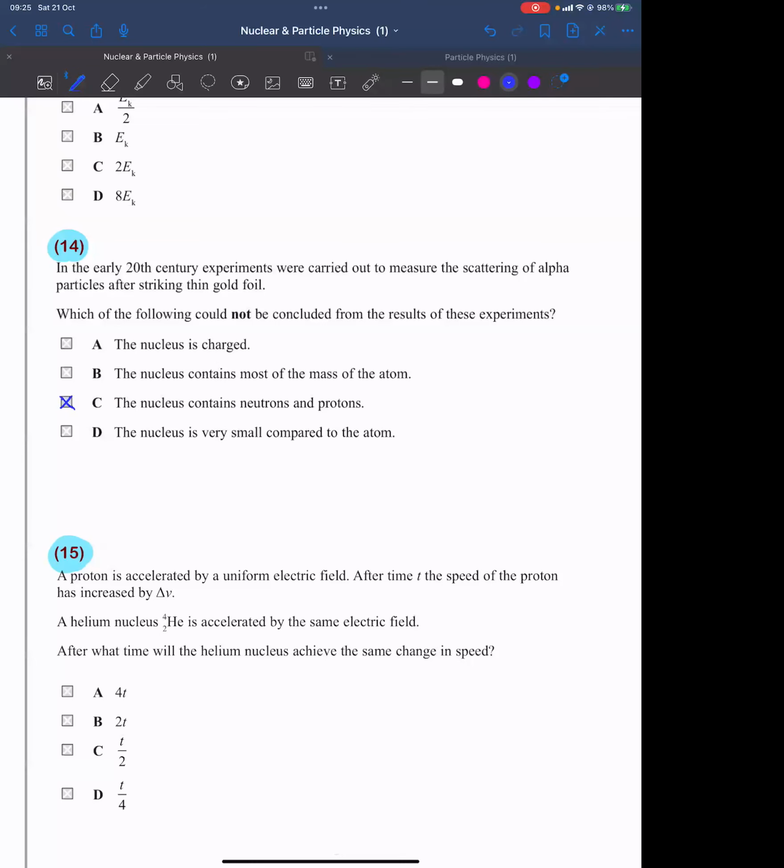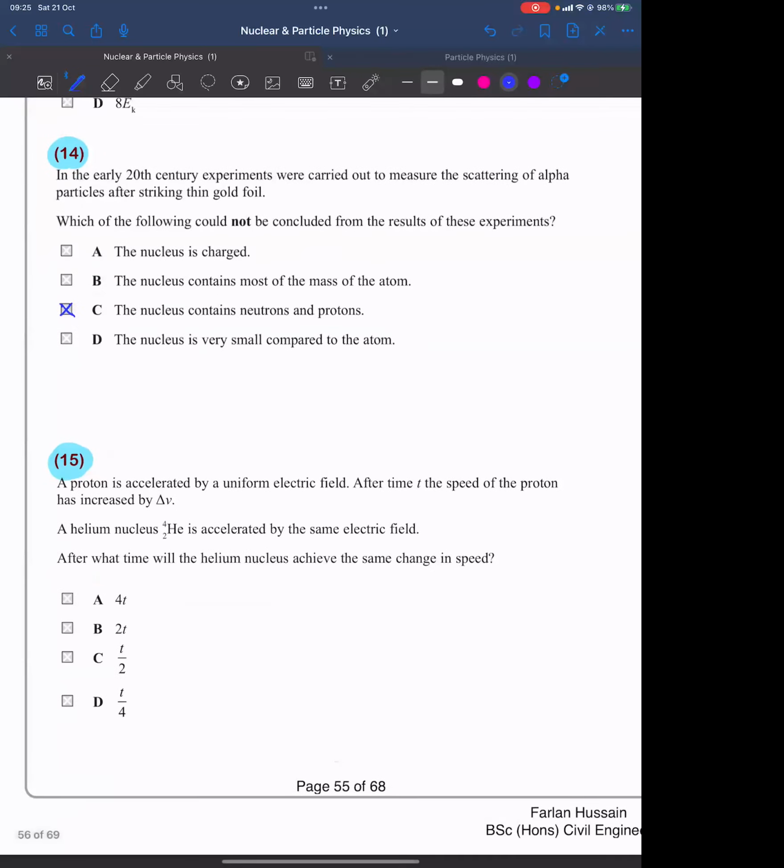15th one. A proton is accelerated by a uniform electric field. After time t, the speed of the proton has increased by delta V. A helium nucleus is accelerated by the same electric field. After what time will the helium nucleus achieve the same change in speed?